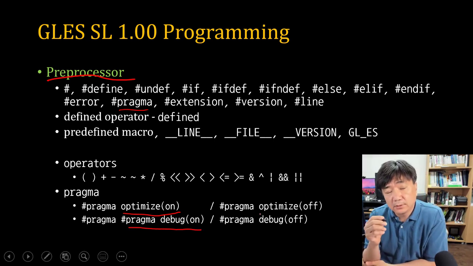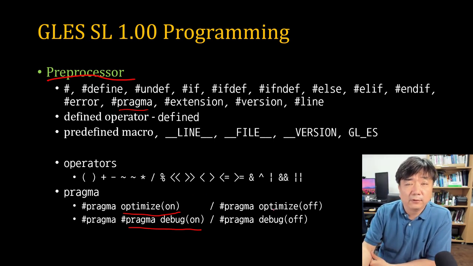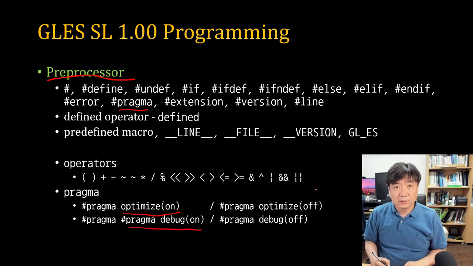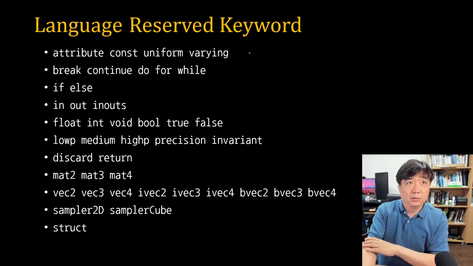Sometimes it makes a difference in performance. If we turn on optimize and turn off debug, then it has the best performance. Sometimes it's not; it depends on the implementation of the chip. So in the preprocessor, we can use plus, minus, not, and divide, and that kind of shift operator can be used. Okay, it is very similar to C language. And then there are the language reserved keywords: attribute, const, uniform, varying, and if, else.